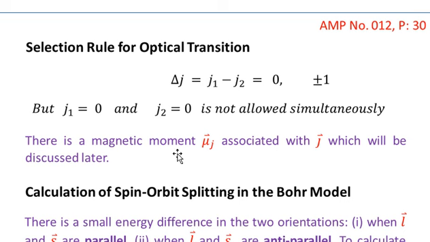So there is a magnetic moment mu J associated with the total angular momentum J, which will be discussed later. And of course, we will find later that mu J will also be directed opposite to the angular momentum J, as we have seen for the orbital magnetic moment and for the spin magnetic moment in the previous 2 lectures.